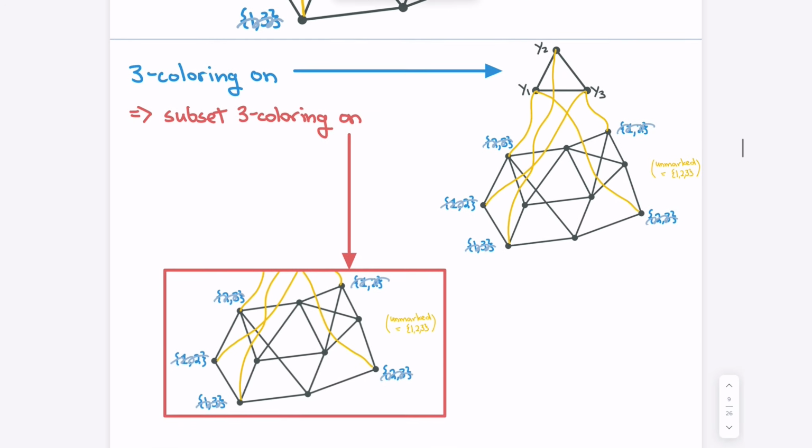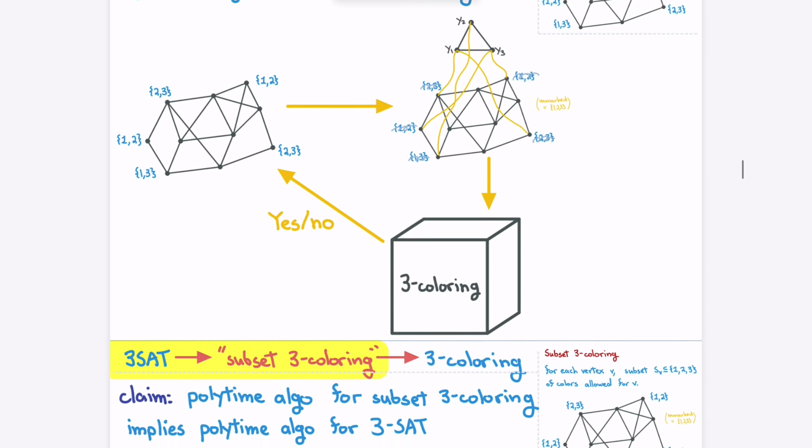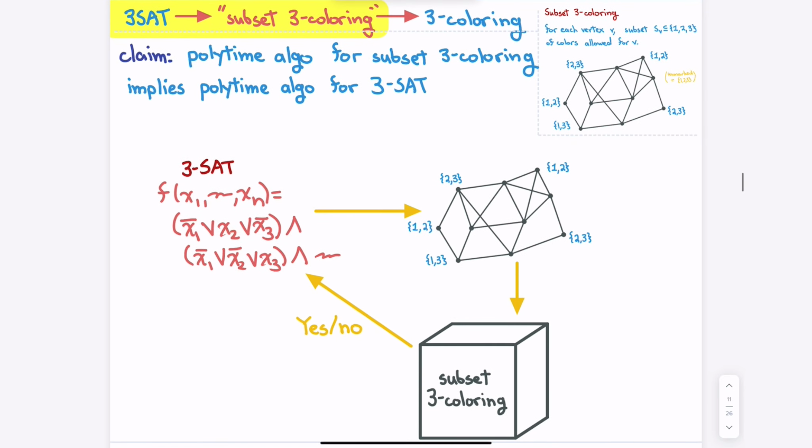Okay, so that's step 1 for us. That kind of construction. So now we have to bring 3SAT into the fold. We have a little bit more flexibility now because as opposed to going straight to 3 coloring, now we have these subsets at our disposal. We'll see why it's convenient in a moment. So we're going to take a 3SAT formula and try to turn it into a subset 3 coloring problem.